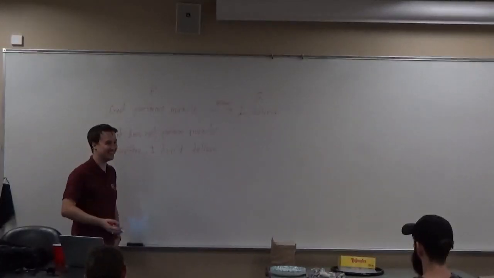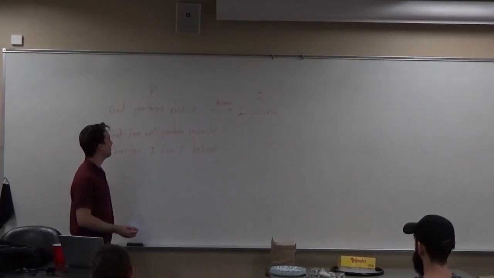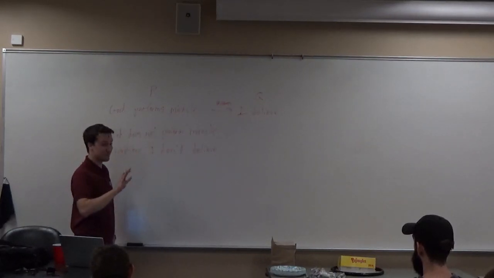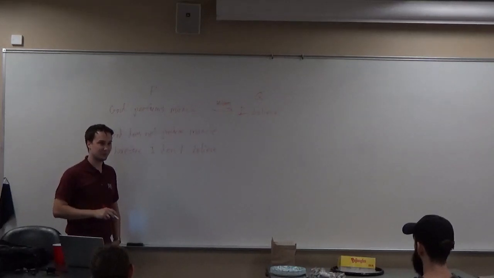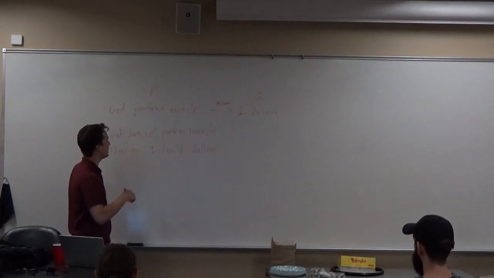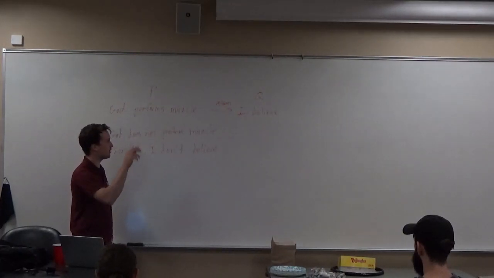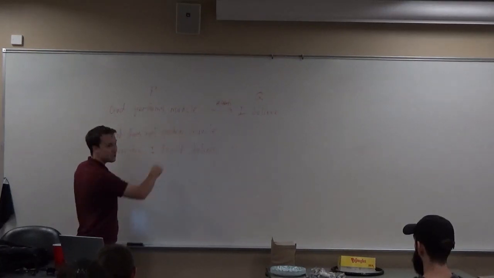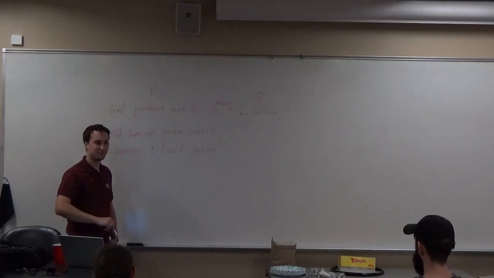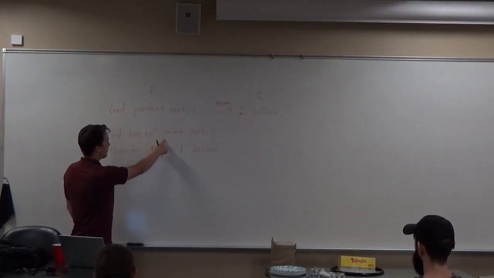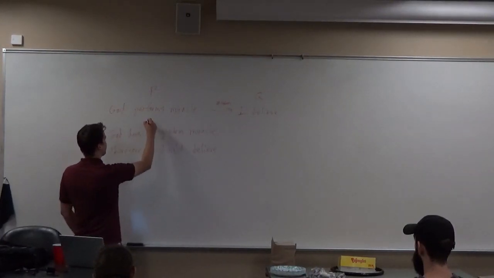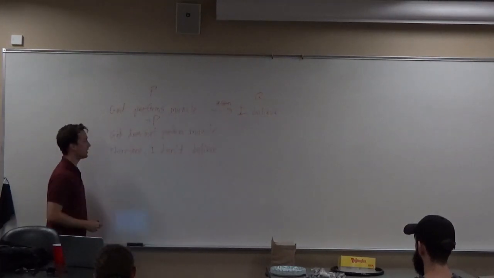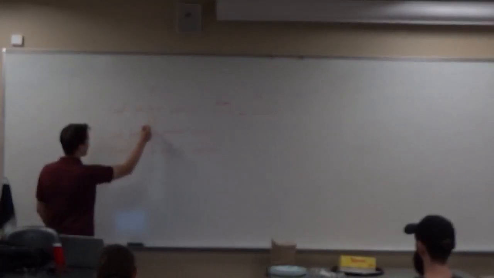That is just how it is. Okay, and so we can represent the proposition that God performs a miracle as P, and therefore I believe as Q, right? And so this says if P, then Q. Follow? Okay, and so God does not perform a miracle. This is not P. It's just the negation of P, and this whole symbol means negation.